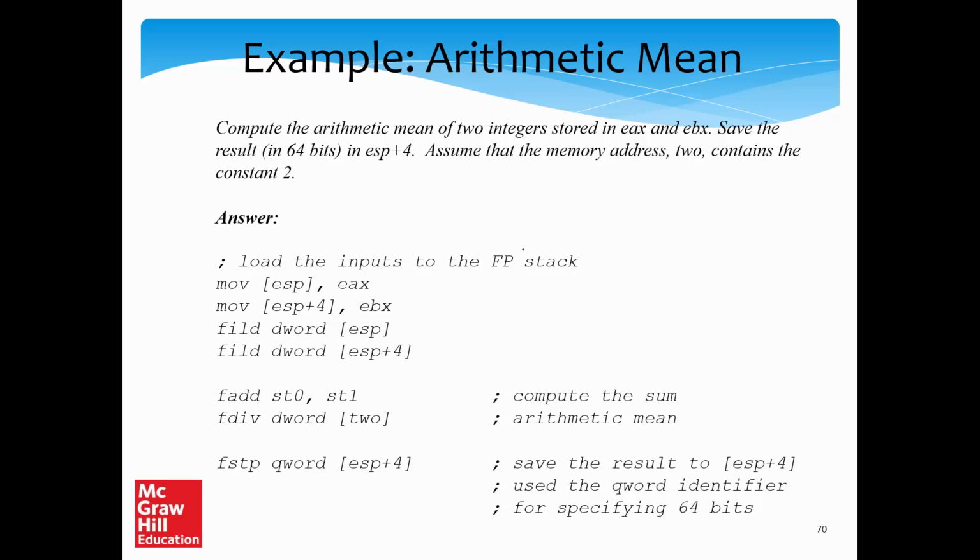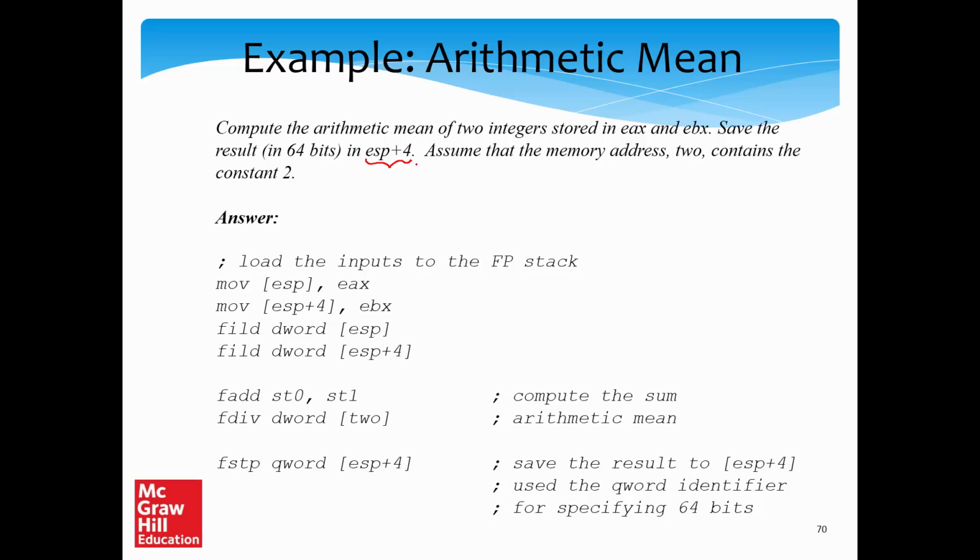So let's show an example. Let us compute the arithmetic mean of two integers stored in EAX and EBX. Let's save the result. So here there is a catch. We don't want to save a 32-bit floating point. We want to save a 64-bit floating point. A 64-bit floating point number is a double precision number. So we want to save this in the address ESP plus 4.